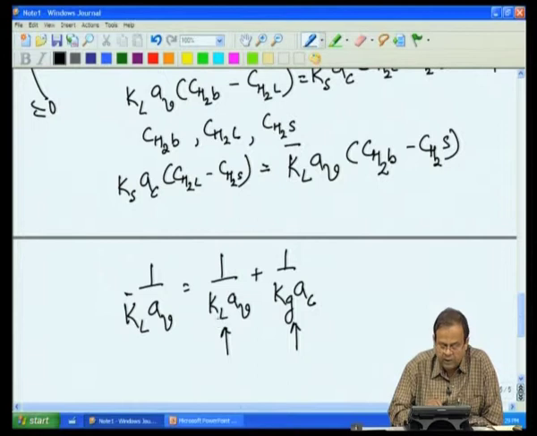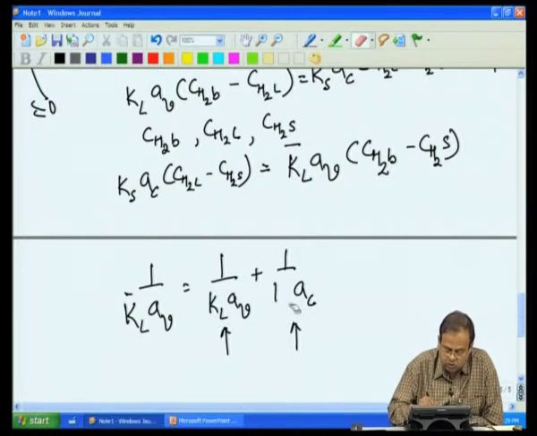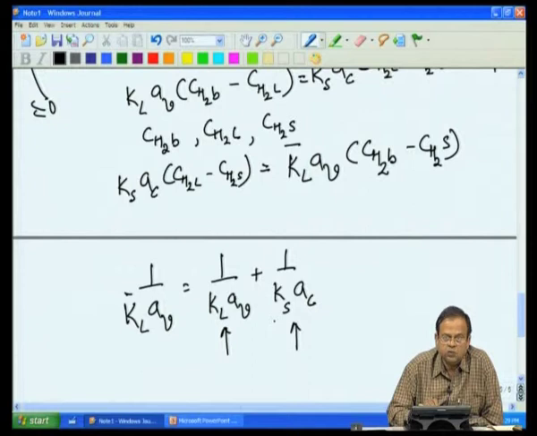Once again, what are KL and Ks? It should be Ks, not Kg. Ks is the mass transfer coefficient across the liquid solid interface, KL is the mass transfer coefficient across the gas liquid interface, and AV and AC are, AV is the area of the bubbles per unit volume of the liquid, AC is the area of the catalyst per unit volume of the liquid.